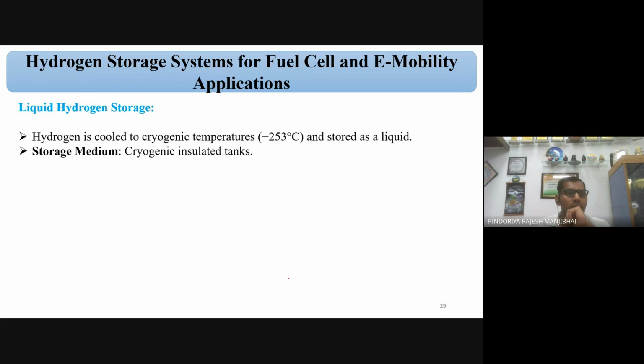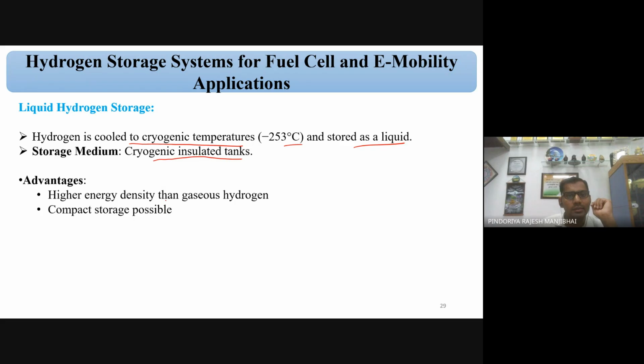Second one, liquid hydrogen storage. Hydrogen is cooled to cryogenic temperature, minus 253 centigrade, and stored as a liquid. So we can store it in liquid form. Storage medium: cryogenic insulated tank. A special insulated tank is available.